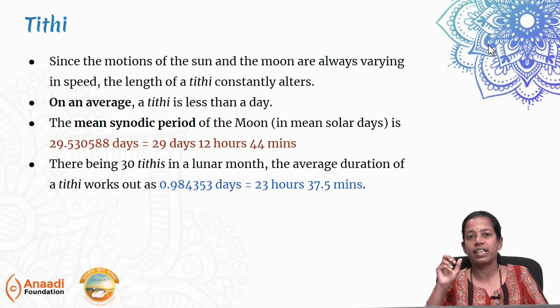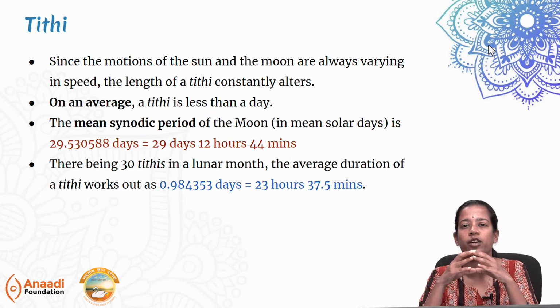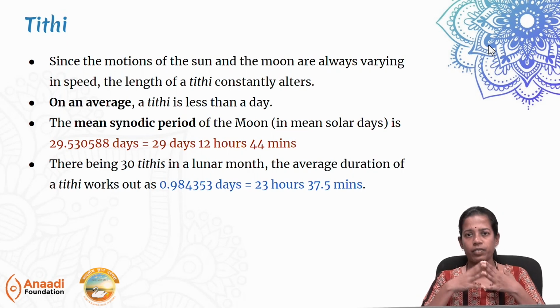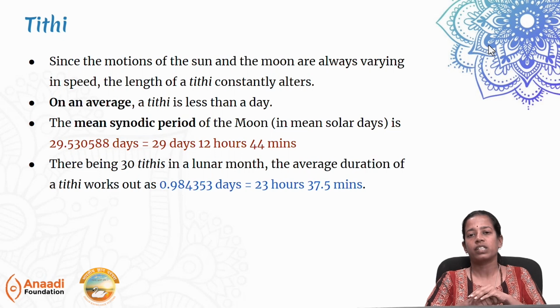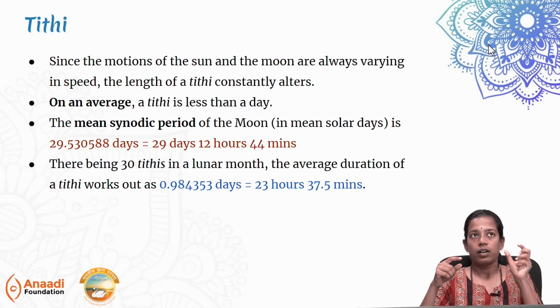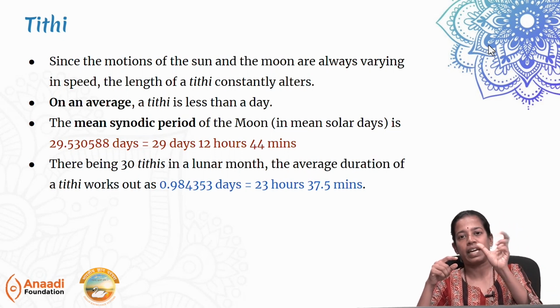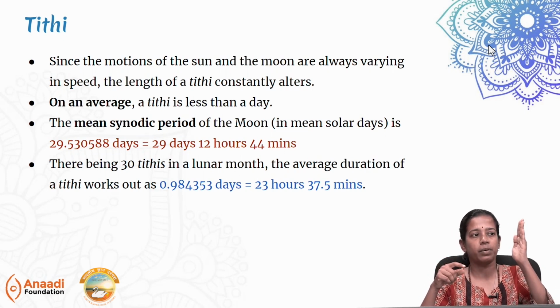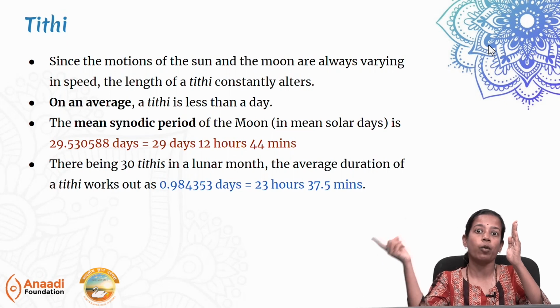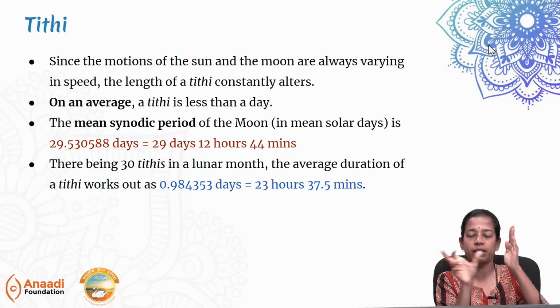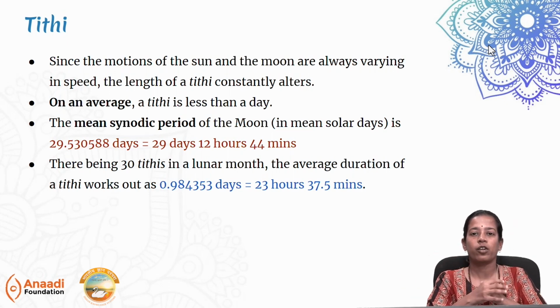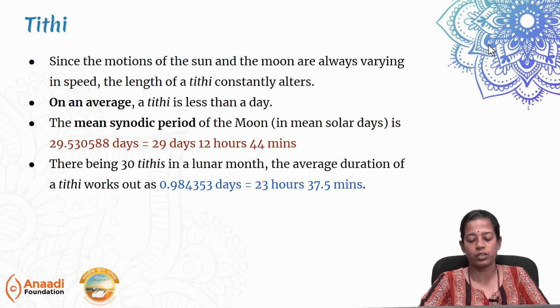We need to understand a term called the synodic period, the mean synodic period of the Moon. We will try to understand the word per se, what is synodic period. Synodic period means the time taken for one astronomical phenomenon to happen again. So, now there has been a new moon. For the new moon to come over again, the time period between these two is called a synodic period. It's also with respect to the mean solar days.